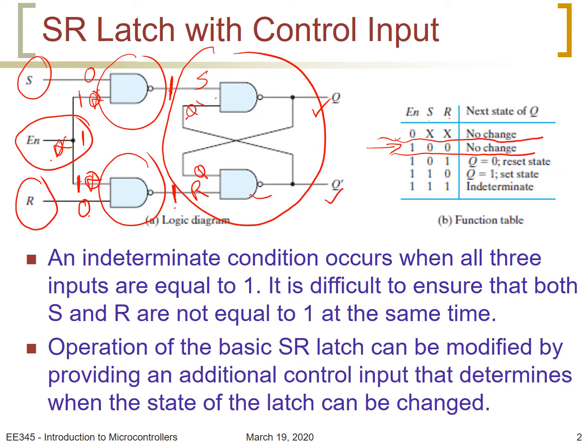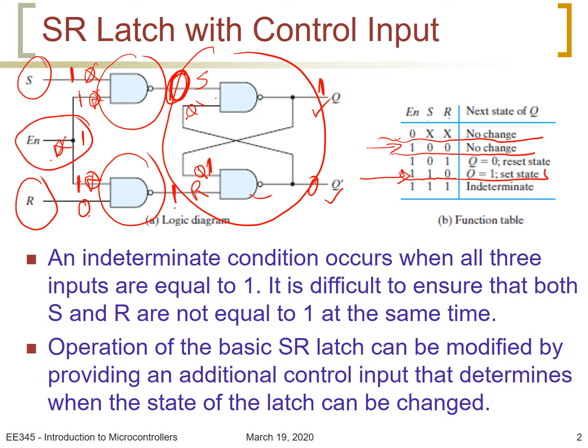If we want to set the latch, we have to make enable 1, and S equal to 1. So if this is 1, and this is 1, 1 and 1, 1, inverted 0. So this will become 0. And if this is 0, this will be 1. And this will be 1. And this will be 0. And this corresponds to this row of the function table. Enable is 1. Set is 1. R is 0. Q will be equal to 1.